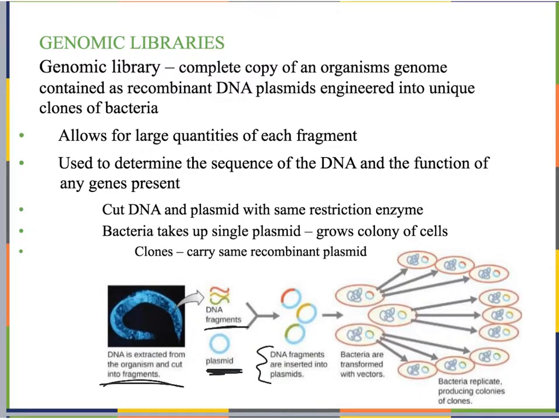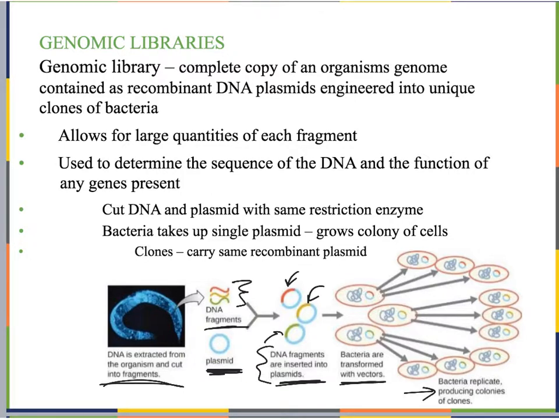So the DNA fragments are inserted into the plasmid, but since we cut it with this restriction enzyme, we're not looking for a specific gene. What we're doing is we've chopped up the entire genome, and then we are going to insert all of these sections into the plasmid. So some of the plasmids are going to get whatever this red gene is, some are going to get the yellow, some are going to get the green, and then we're going to take these plasmids and transform them. So the bacteria are transformed with the vectors, so putting those plasmids with the DNA into the bacteria, and then we can grow those bacteria.